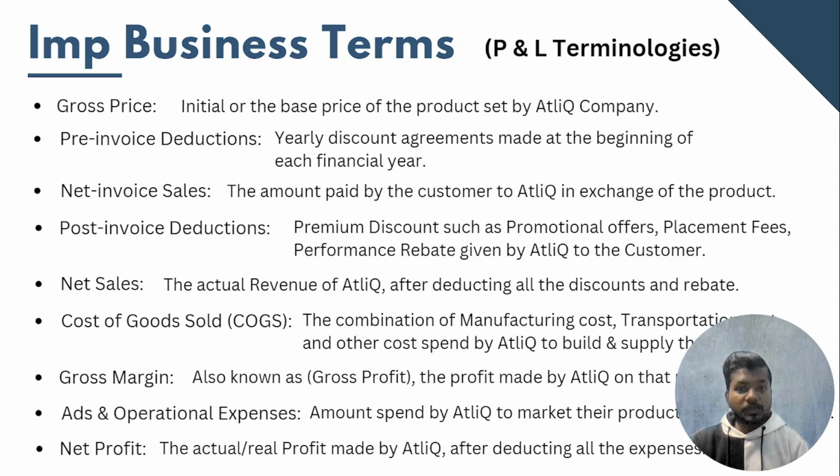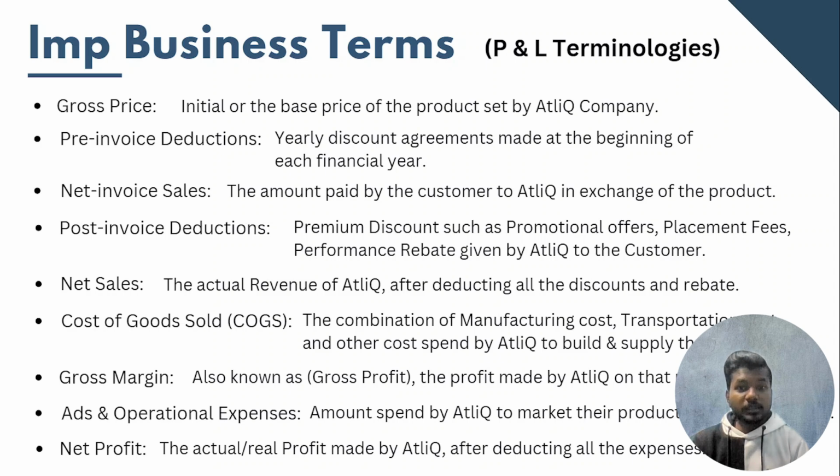Now, there are costs like product manufacturing, transportation, also known as freight cost, then other costs spent by AtliQ to build and supply the product, collectively referred to as COGS or cost of goods sold. And when we deduct all the costs from the net sales, we get gross margin, also known as gross profit, earned by AtliQ on the sold product.